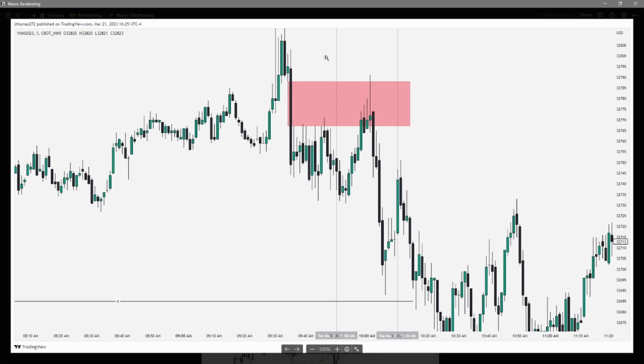On to the next. Here's a perfect example. Already took out buy side. Looking for sell side down here, which is this unfilled fair value gap that's left open on the 1 minute chart. This is YM instead of ES.